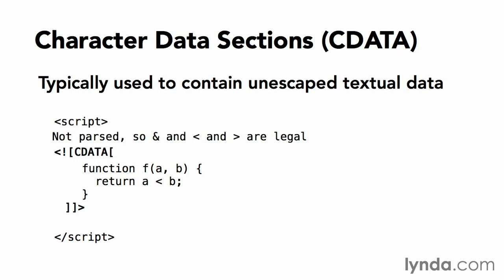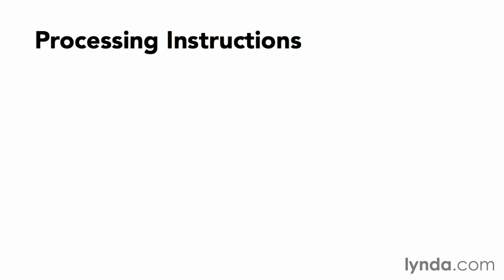So the way you get around this problem is by enclosing this in a CDATA section. This will cause the parser to simply skip over the contents, and then you can put whatever characters you want in there. Processing instructions are a way for XML content to deliver special instructions to the XML parser.